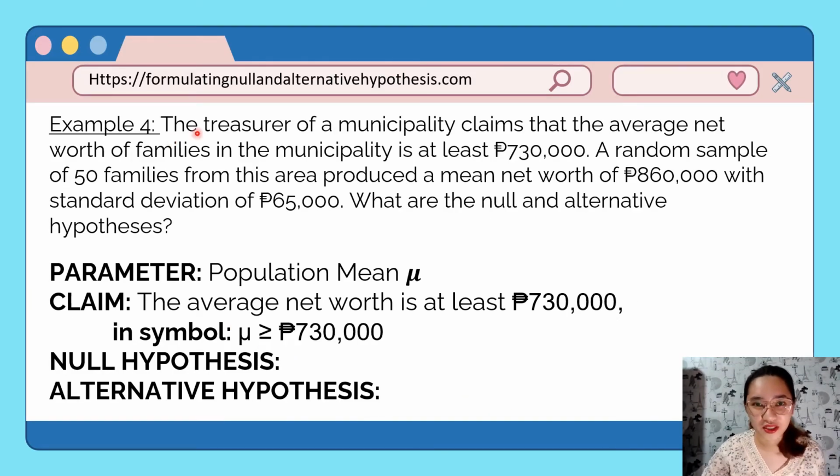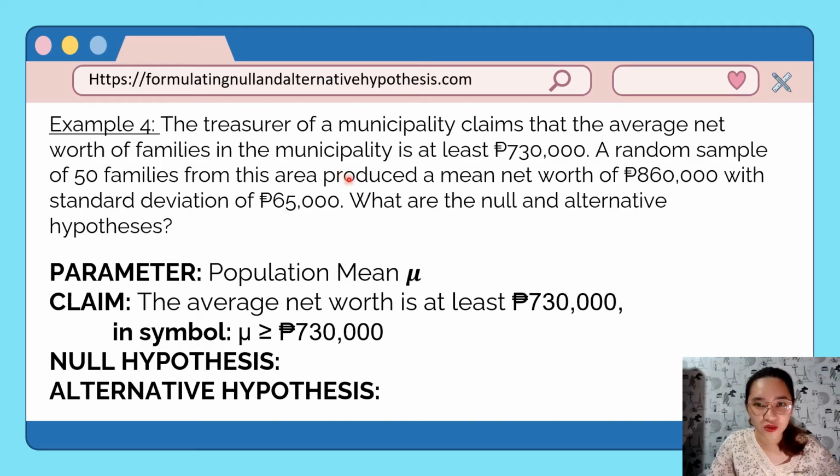Another example, the treasurer of a municipality claims that the average net worth of families in the municipality is at least 730,000. A random sample of 50 families from this area produced a mean net worth of 860,000 with a standard deviation of 65,000. What are the null and alternative hypotheses? Yan. So, yung parameter po natin dito ay, of course, ayan, yung hint na po natin, average, yung population mean. And ito pa rin po yung symbol na gagamitin.